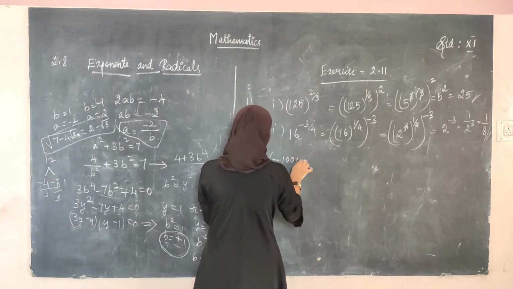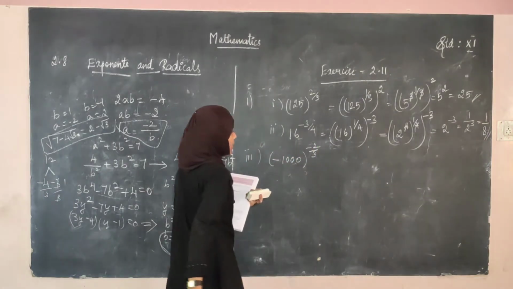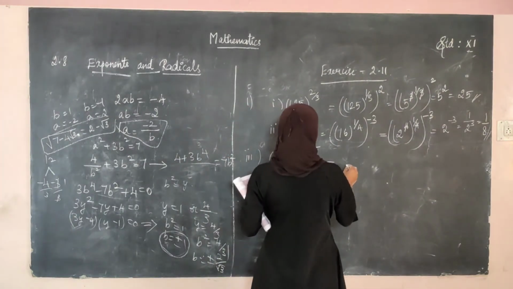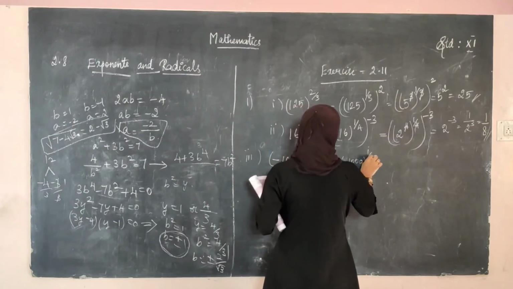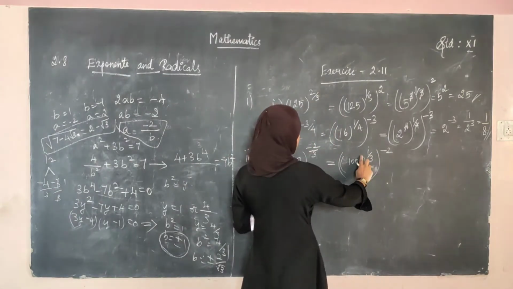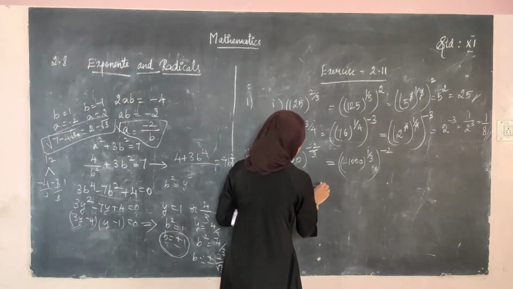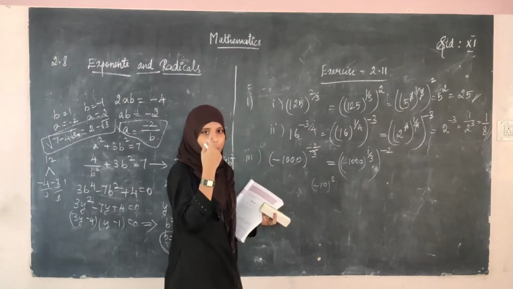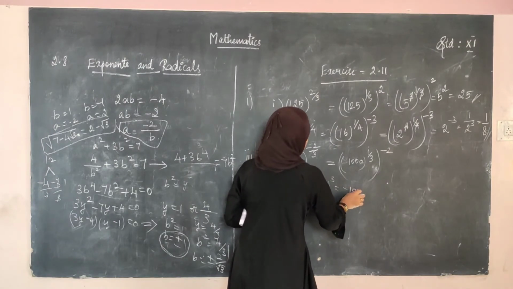Minus 1000, the whole power minus 2 divided by 3. Okay, so this can be written as minus 1000 the whole power 1 divided by 3 the whole power minus 2. So I'll multiply, it becomes minus 2 divided by 3. Okay, see here, this can be written as minus 10 the whole cube, right? So minus 10 the whole cube is minus 1000.